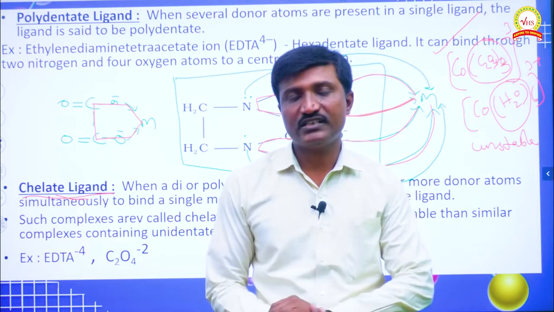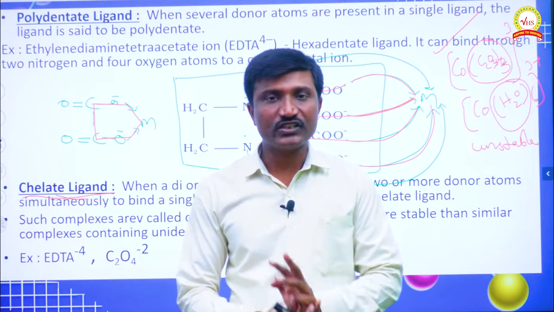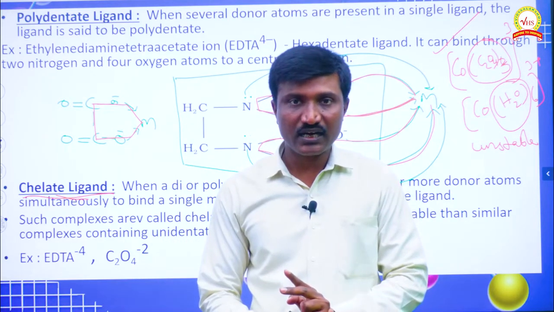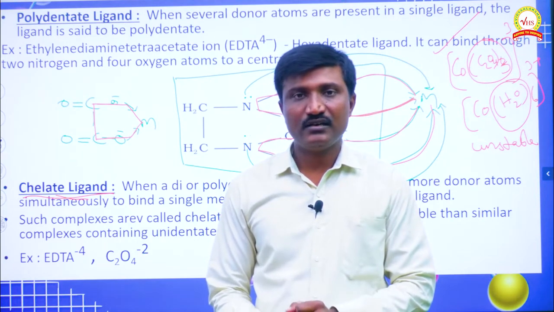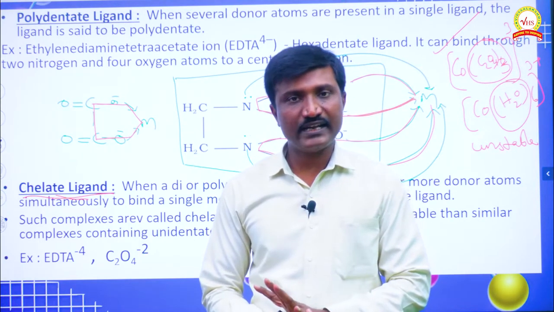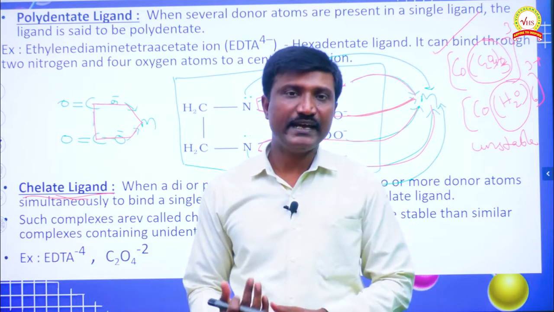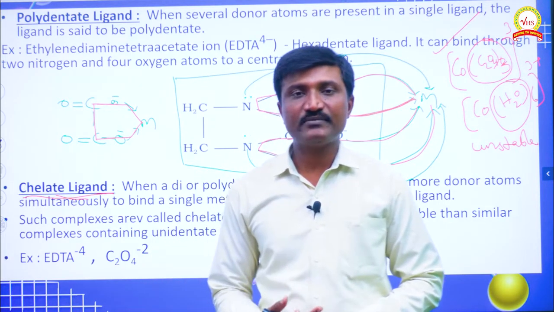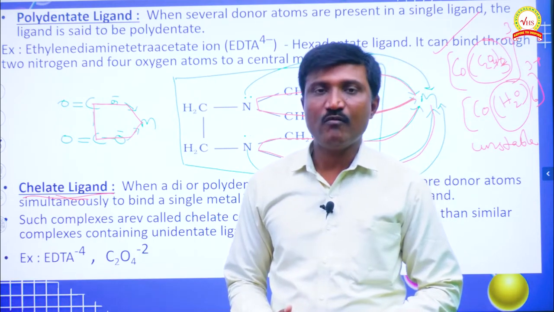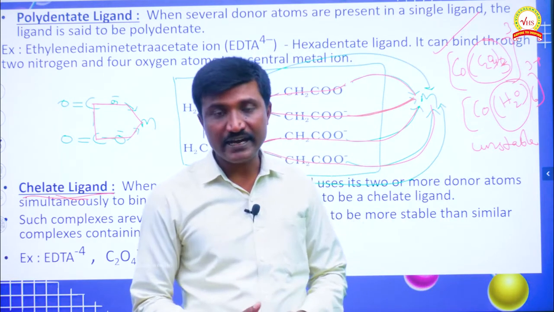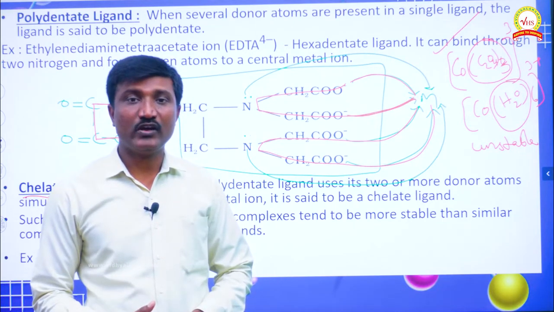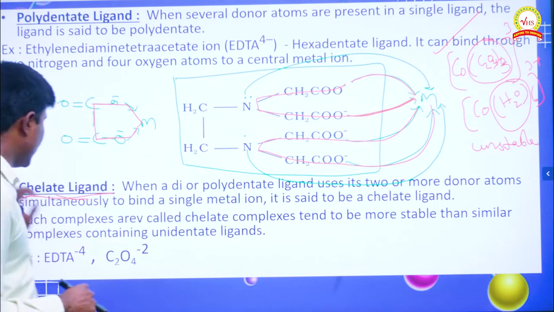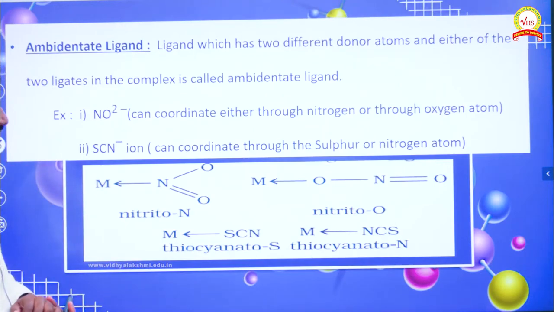Okay. So these are the definitions we have to learn about coordination compounds. What did we discuss here? Coordination entity, coordination sphere, coordination number, coordination polyhedron, oxidation number, homoleptic complex, heteroleptic complex, and different types of ligands: monodentate ligand, bidentate ligand, polydentate ligand, chelate ligand. Okay, and one more type of ligand is the ambidentate ligand. What is an ambidentate ligand?